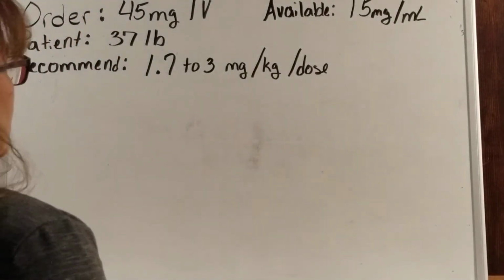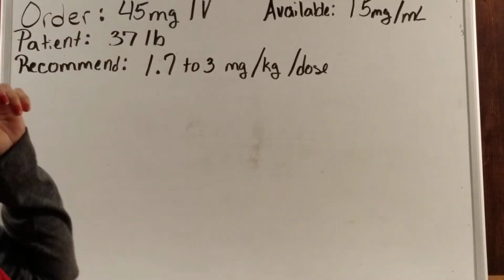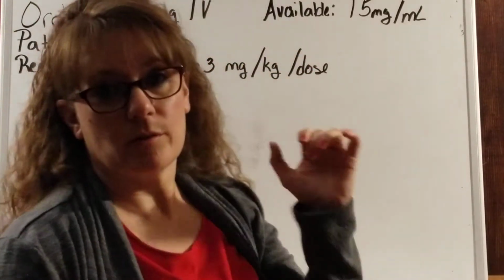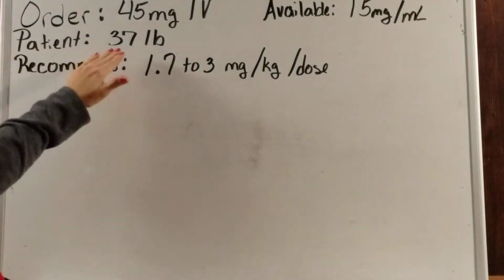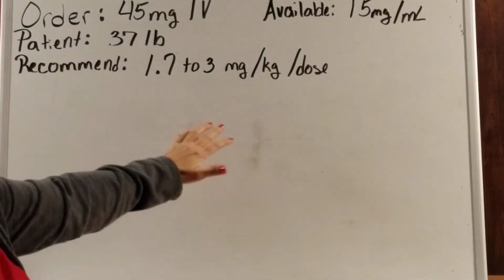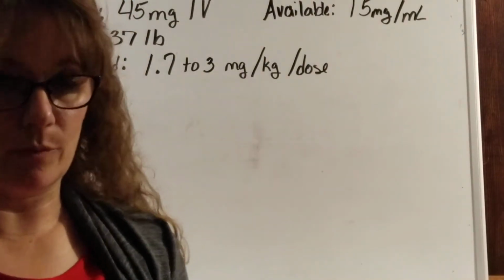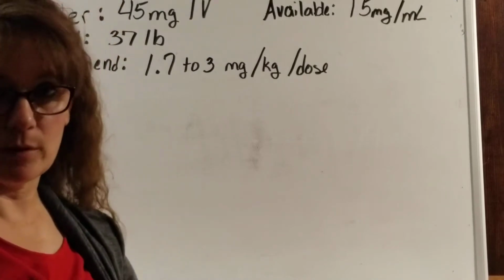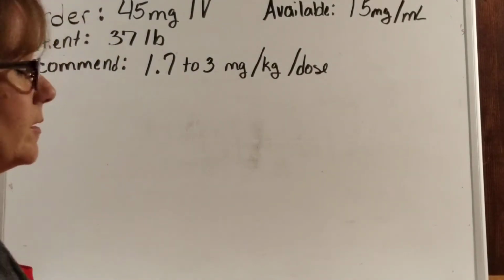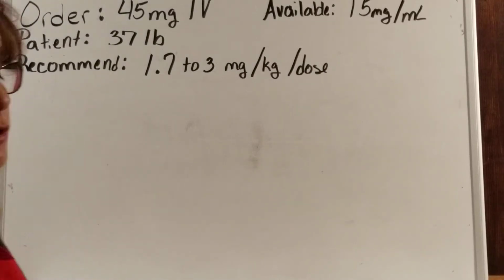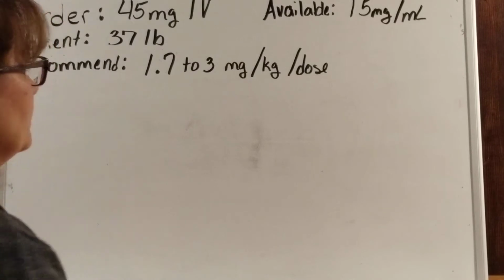But in this case here, we have an order of 45 milligrams IV, and we have the available of 15 milligrams per milliliter. And then we have a patient of 37 pounds, and we have a recommendation. This recommendation about this drug is based upon body weight. So it is very important that we check that this order is safe before you administer it. Each person should be given a different amount because we all weigh something different.